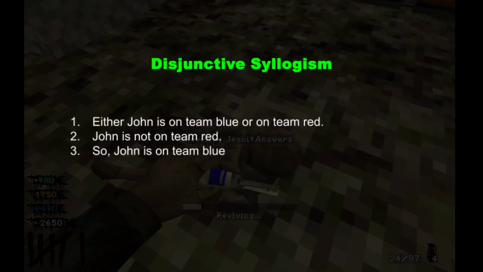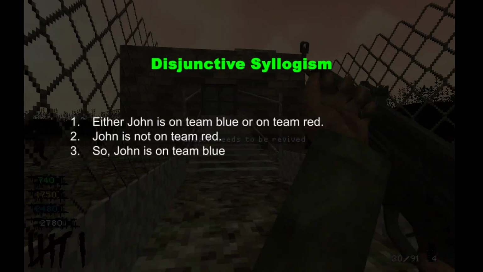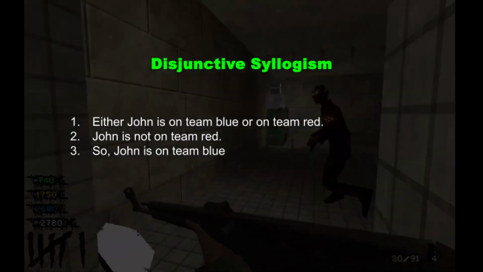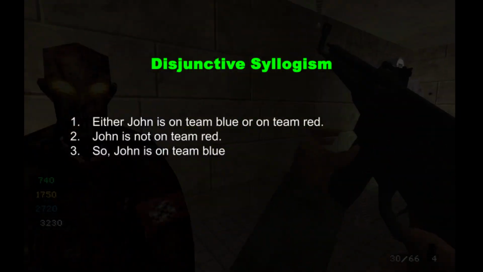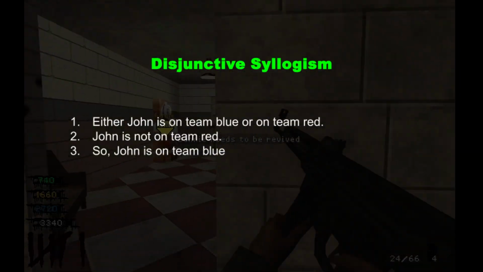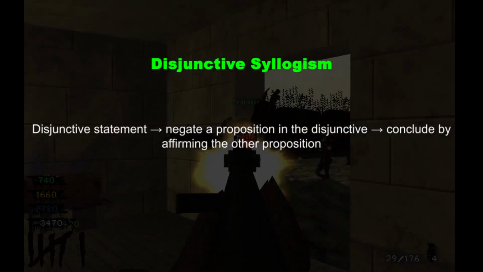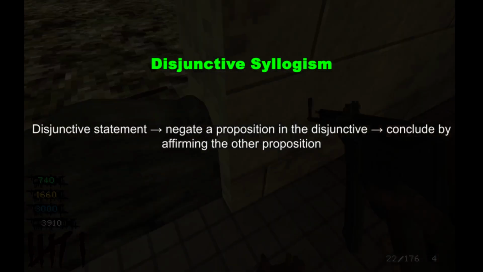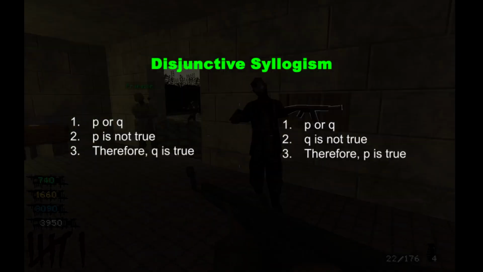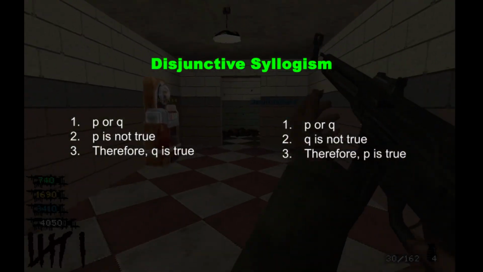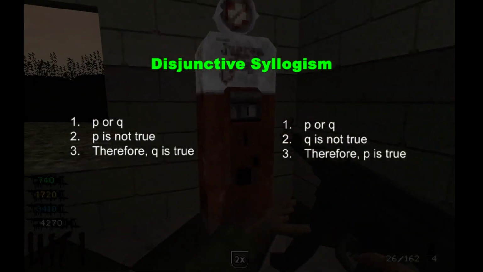Now, another valid form of argument is called a disjunctive syllogism. For example, we can argue that either John is on team blue or on team red. John is not on team red, so John is on team blue. The argument begins with an or statement, then rules out one of the propositions, and then concludes that the other proposition is true. So let's say you have P or Q, not Q, therefore P. A disjunctive statement is basically an or statement. So if you have P or Q, that statement is a disjunctive.